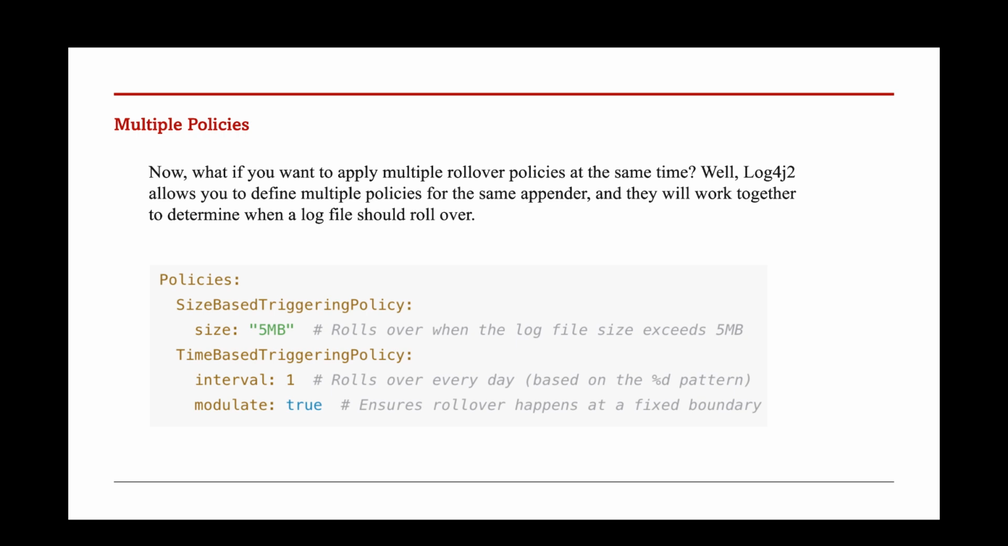In the above, we used a size-based triggering policy and a time-based triggering policy. The size-based triggering policy ensures that the log file is rolled over when it exceeds a certain size, for example, 5 megabytes. This is great for controlling how large your log files can grow. And the time-based triggering policy ensures that the log file is rolled over based on a time interval, like every day, hour, or minute.